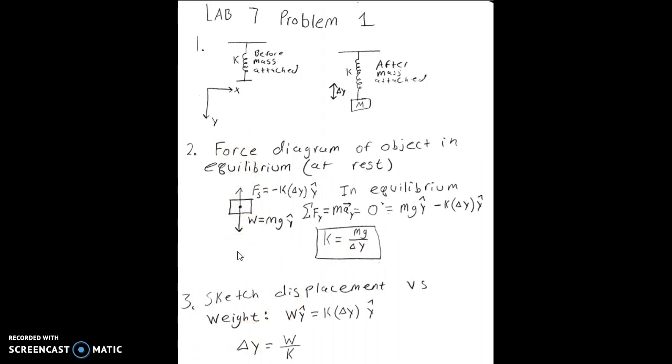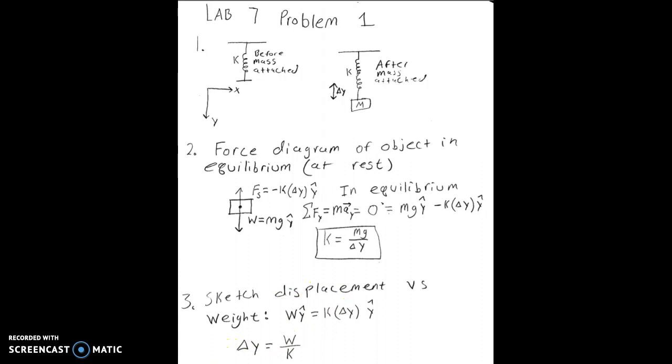Then we can use Newton's second law. The sum of the forces in the y direction equals the mass of the object times the acceleration in the y direction. Since it's at rest, this is going to be 0 because the acceleration is 0. And so we can take the sum of these, and then we can use that to solve for k. So you've already done something similar like this when you just hung mass on a spring, and without letting it move up and down, you just measured the spring constant.